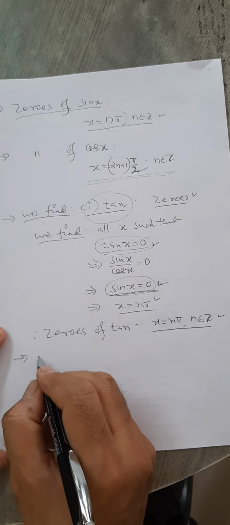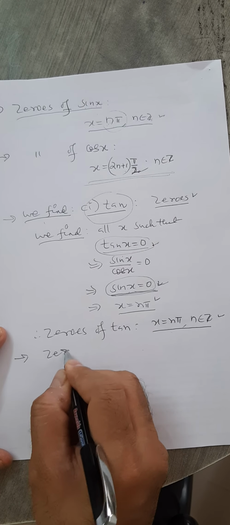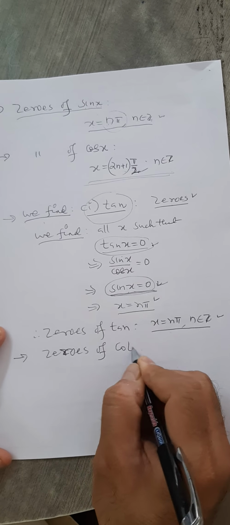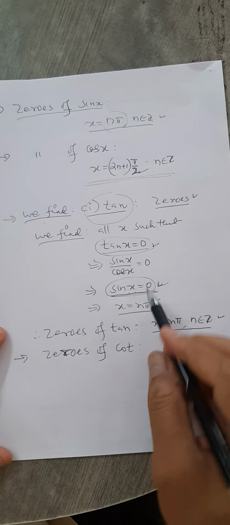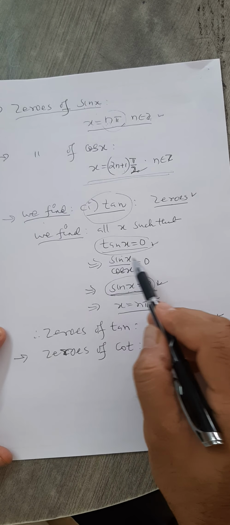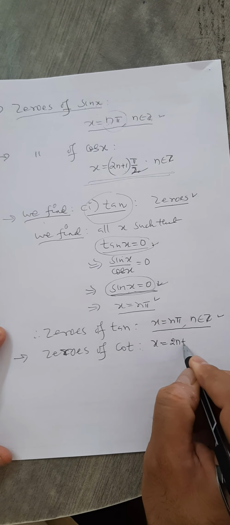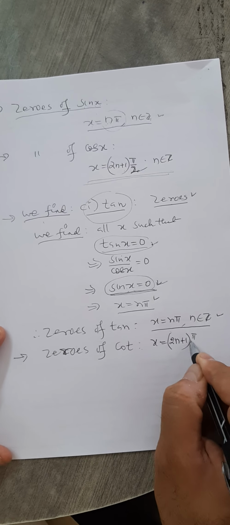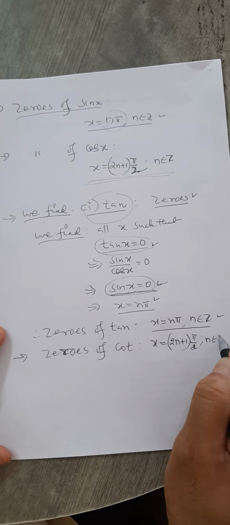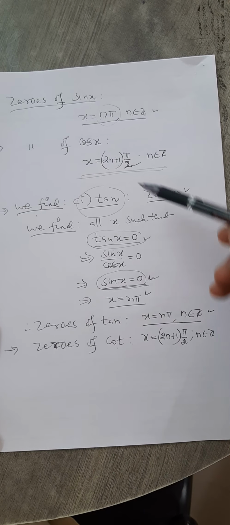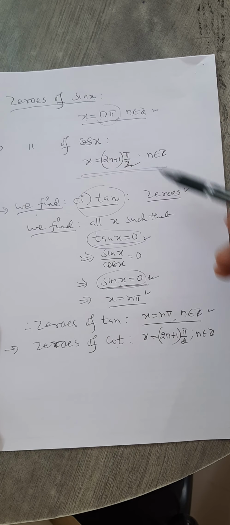Same way, you can just see that zeros of cot function, cot you know is cos by sin, so you can take sin on the other side, so it is just zeros of the cos function. So 2n plus 1 pi by 2. You can just use the same argument. Zeros of cot, it is as good as zeros of cos function. Okay.